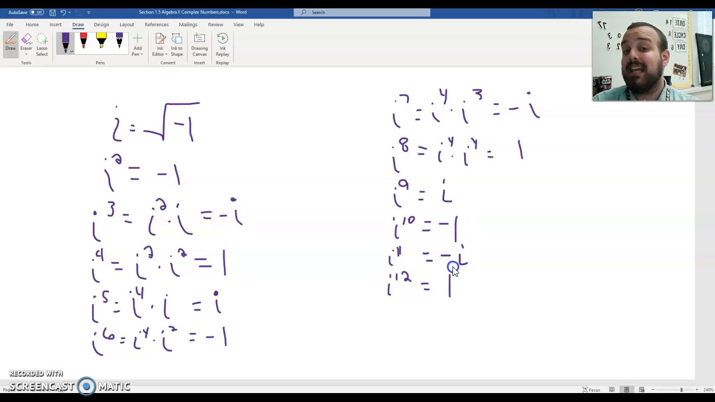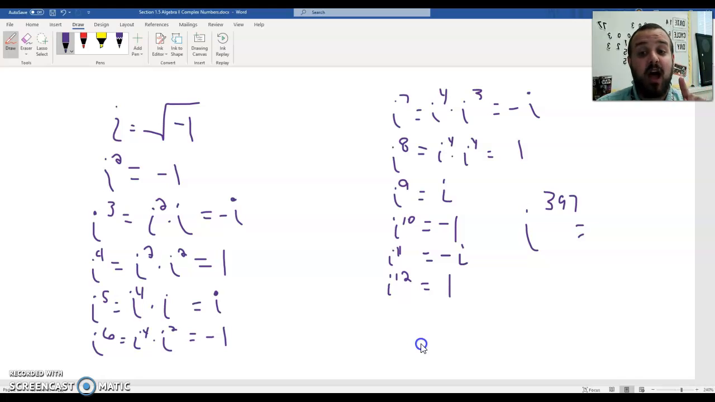In fact, I can give you i to any old crazy power, any power I want to, and you can tell me what it equals based off of this pattern. So for example, let's do i to the 397th and figure out what that equals. Here's the thing: I don't want to list out this pattern 397 times. The next one will be i, then -1, then -i, then 1, and just keep going. I don't want to list that out.